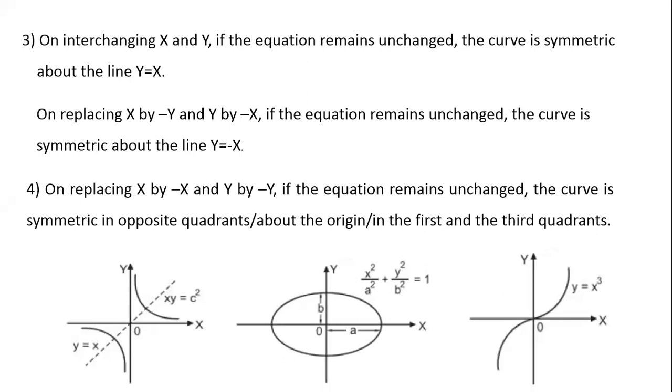So what can we say? See, property number 4. Property number 4 is, on replacing x by minus x and y by minus y, what is going to happen? As the equation is y is equal to x cube, so minus y will be equal to minus x to the power 3, and therefore minus y is equal to minus x cube, and that is nothing but y is equal to x to the power 3. So we are again getting the same equation. So the curve is symmetric about the origin.